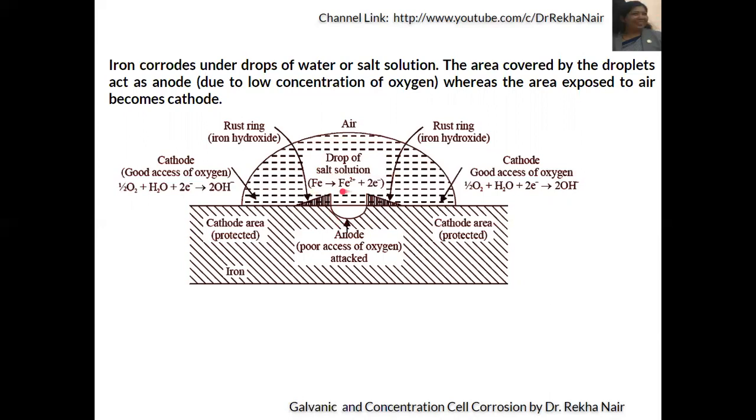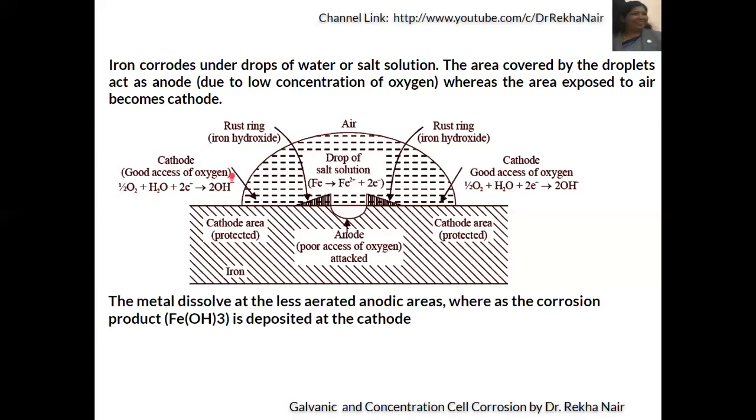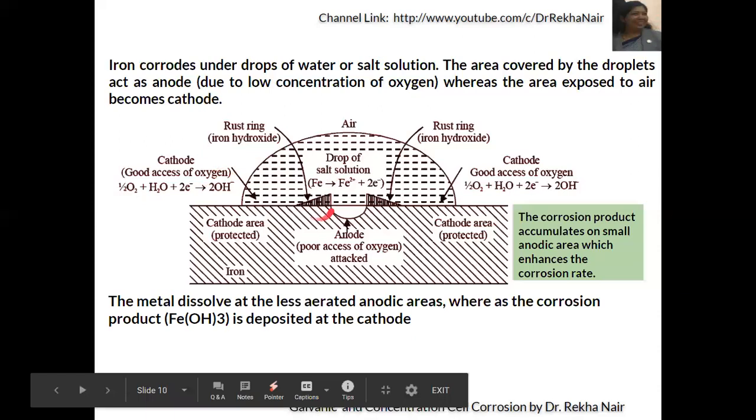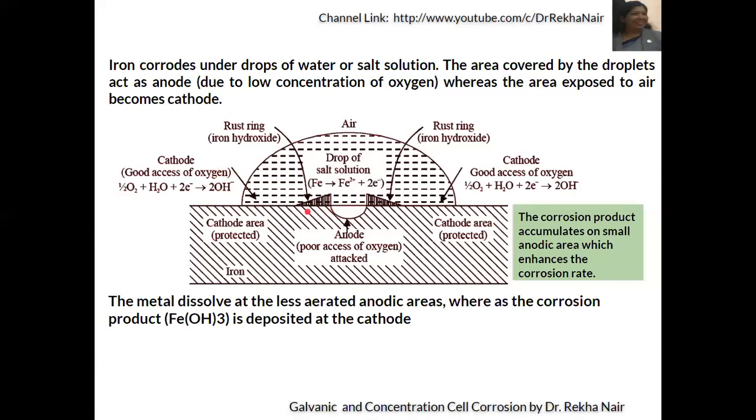At the anode, Fe gives rise to Fe2+ plus 2 electrons, and at the cathode, because it is a neutral aqueous medium, half O2 plus water plus 2 electrons will form OH minus. Fe2+ ions will react with OH minus to form Fe(OH)2, or with an additional amount of oxygen it will form Fe(OH)3, which is nothing but the rust that will be deposited here. The corrosion product will accumulate on the smaller anodic area, which enhances the corrosion rate further.